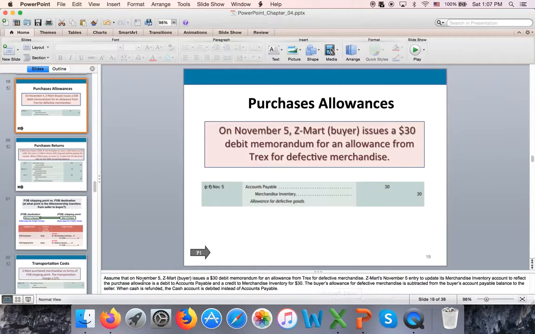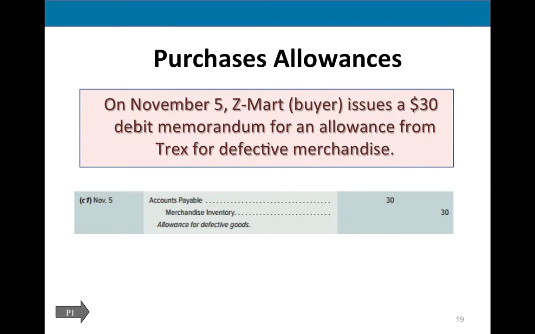So all we do, we debit AP, which means what? It means that we owe less money, right? $30 less we owe based on the invoice, and my inventory goes down because the inventory represents the dollar amount, not the number of items.